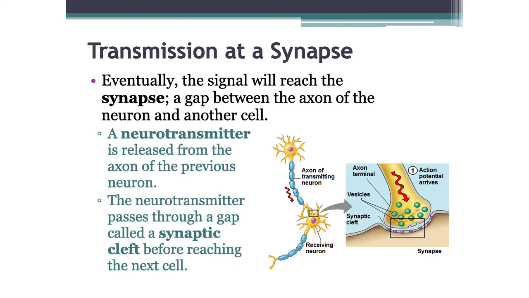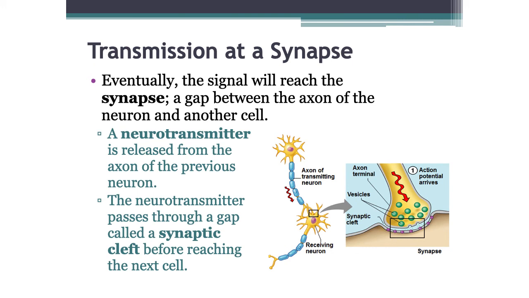Eventually, the signal reaches the synapse. Now, the synapse is the gap between the axon of a neuron and the next one. So what has to be released is a neurotransmitter, which is a chemical messenger. So we've had an electrical message throughout the entire neuron, but now it has to become a chemical message.